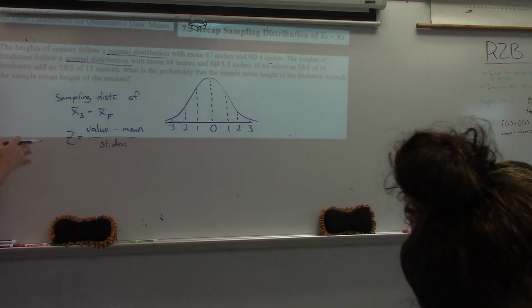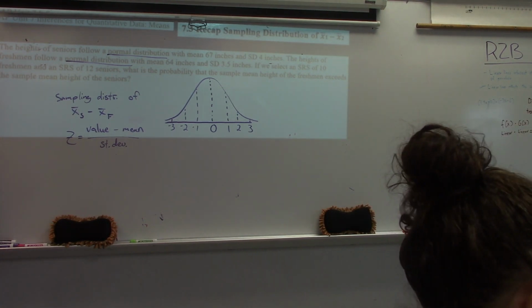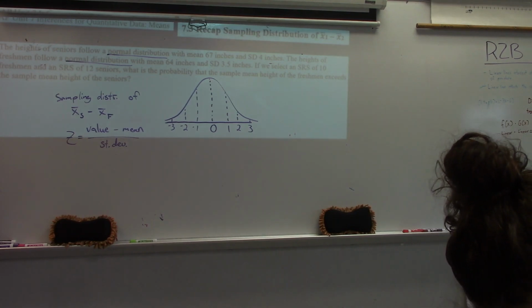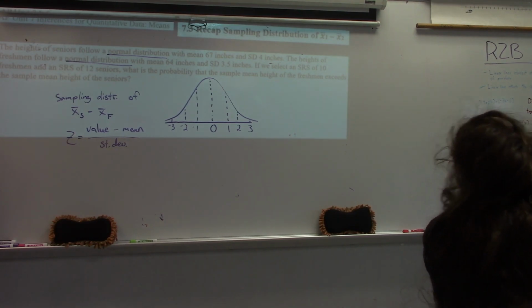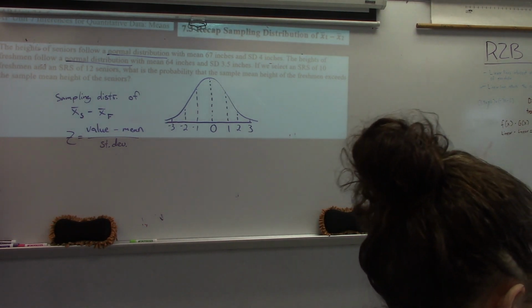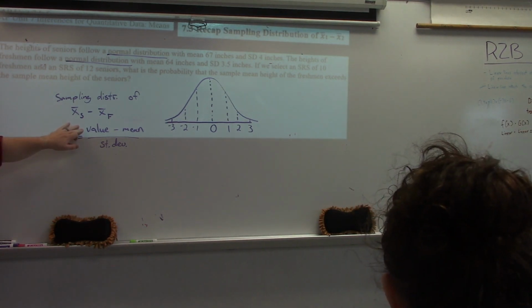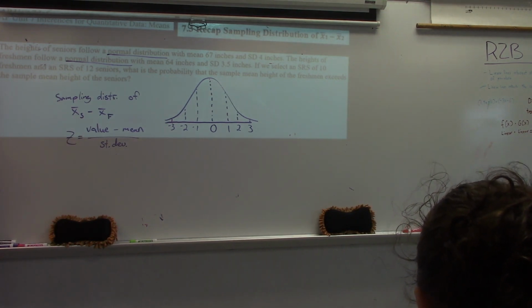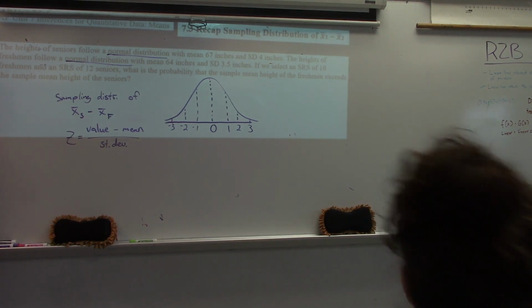Okay, so value. We want to know what is the probability that the sample mean height of the freshmen exceeds the sample mean height of the seniors. So what would the value, the boundary be when I look at the difference here, if we're looking at one exceeding the other? Above 0. It'd be below 65.